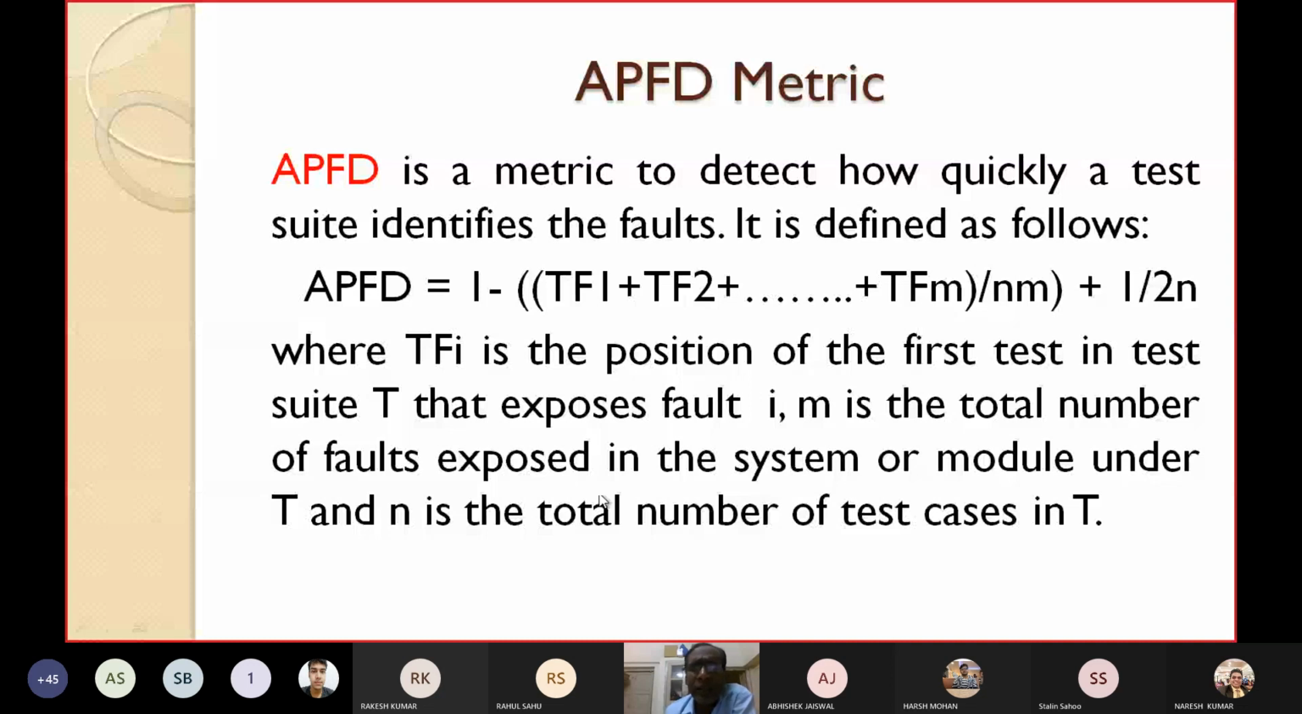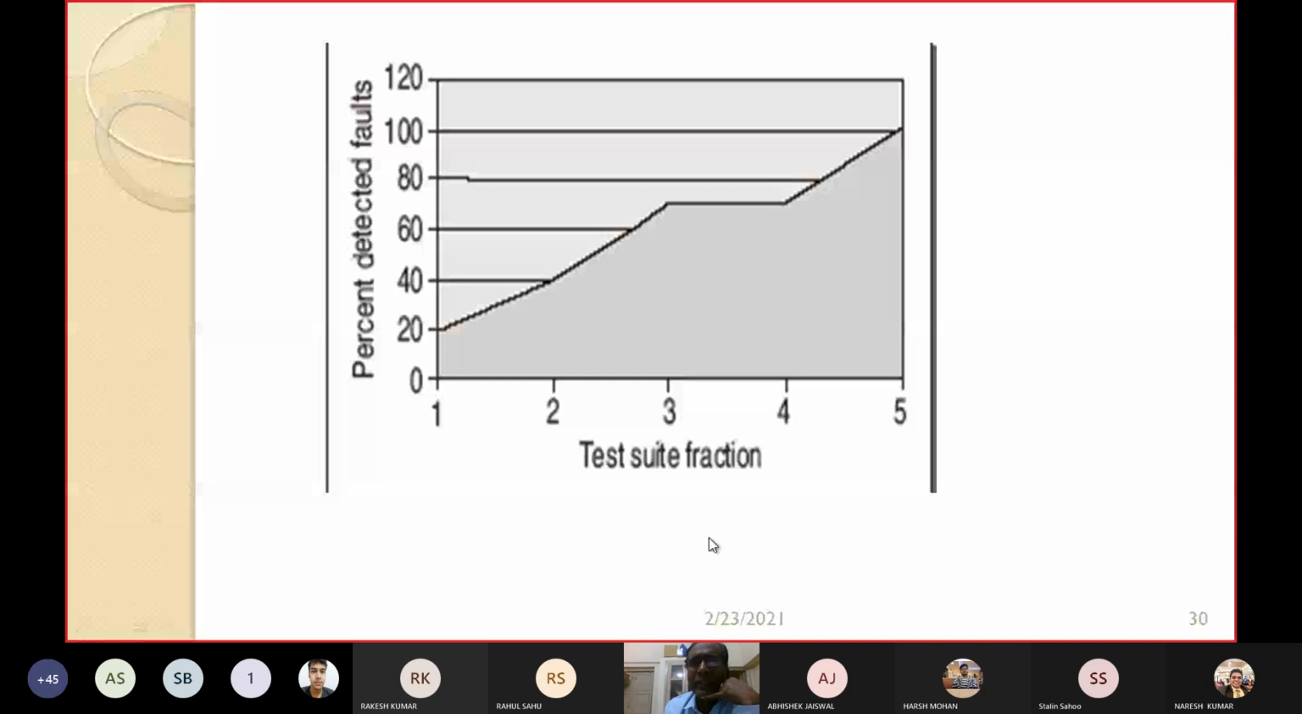Pictorially, if you take the x-axis as the test suite fraction, the number of test cases, and the y-axis as the percentage of detected faults, then this bounded area will represent it. Now you can understand it better. Small example: consider a program with 10 faults and a test suite of 10 test cases. That means your test suite T contains 10 test cases: T1, T2, up to T10.